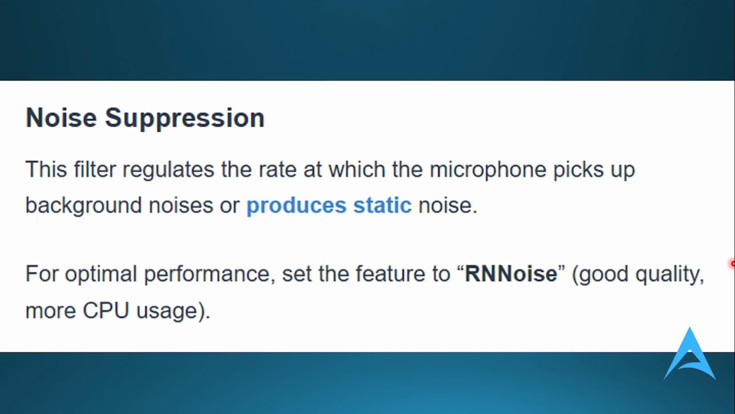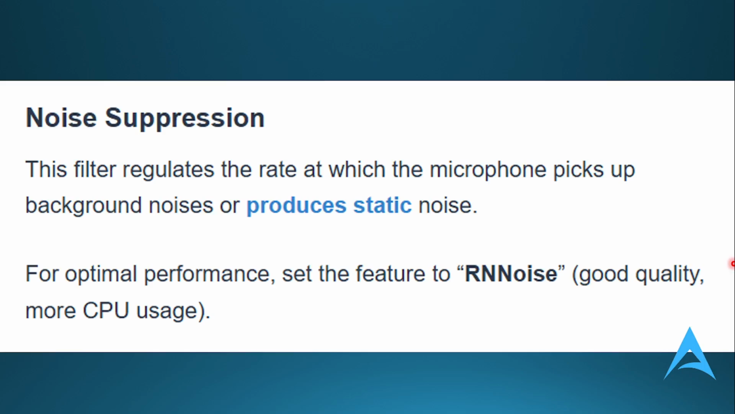Now here, right, next to Quadcast under audio mixer, you'll automatically be redirected to the settings menu of the microphone. Here you can choose different filters. For one, we have noise suppression. Now this filter basically regulates the rate at which the microphone picks up background noises or produces static noise. So if you want optimal performance for your PC, set the feature to RNNoise. So this will give you good quality, but it will take more CPU usage, right? The other ones do take less CPU usage, but the quality is not that great.